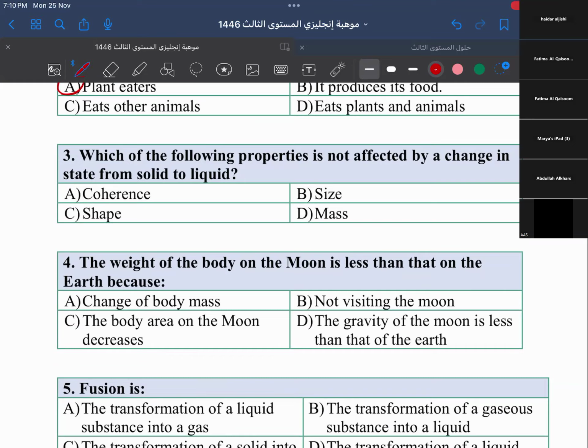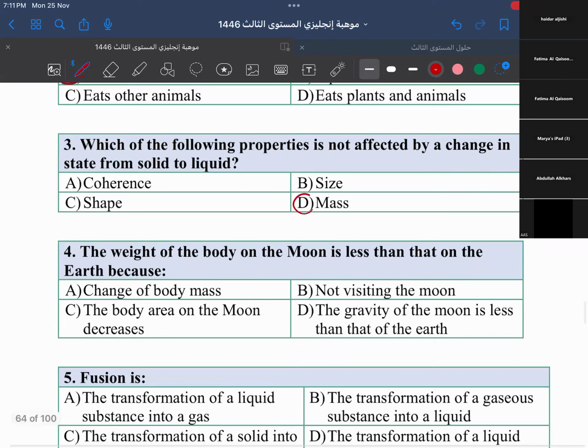Yeah, so you say mass, because size is going to change because we're changing to a completely different state, so it's obviously going to be different. And the shape, since we're also changing the state, it's going to change. But I'm not sure what coherence means exactly. Okay. So Mumtaz, mass is the right answer, and now I'm going to explain how.